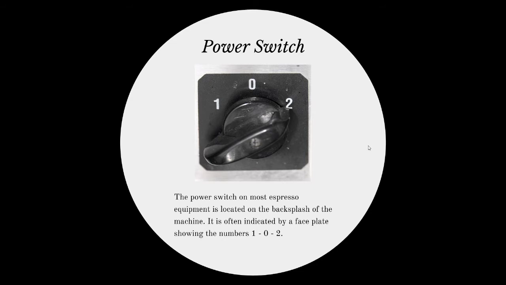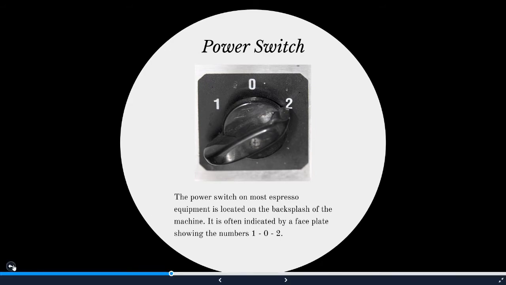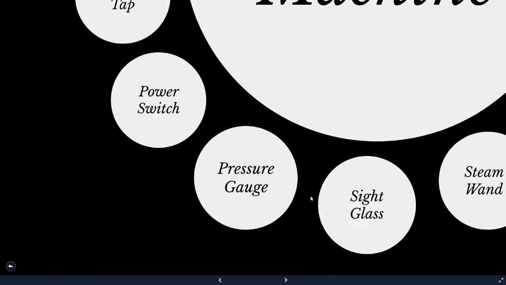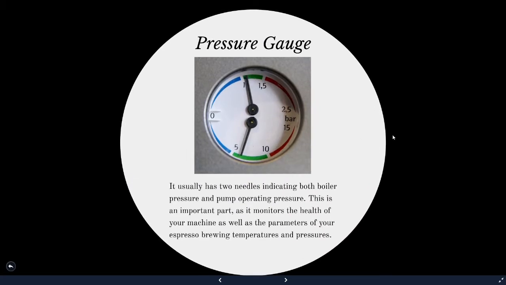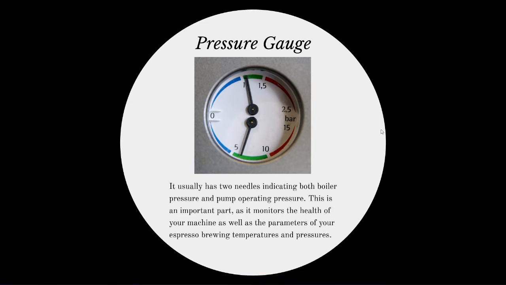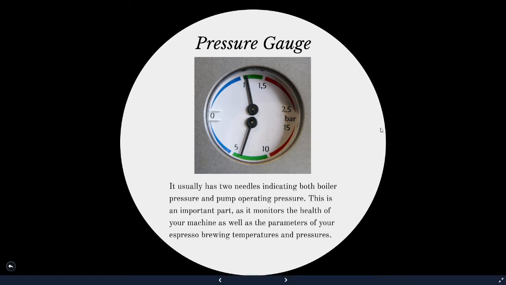Power switch. The power switch on most espresso equipment is located on the backsplash of the machine. It is often indicated by a face plate showing the numbers 1, 0, and 2. Pressure gauge. It usually has two needles indicating both boiler pressure and pump operating pressure. This is an important part as it monitors the health of your machine, as well as the parameters of your espresso brewing temperatures and pressures.